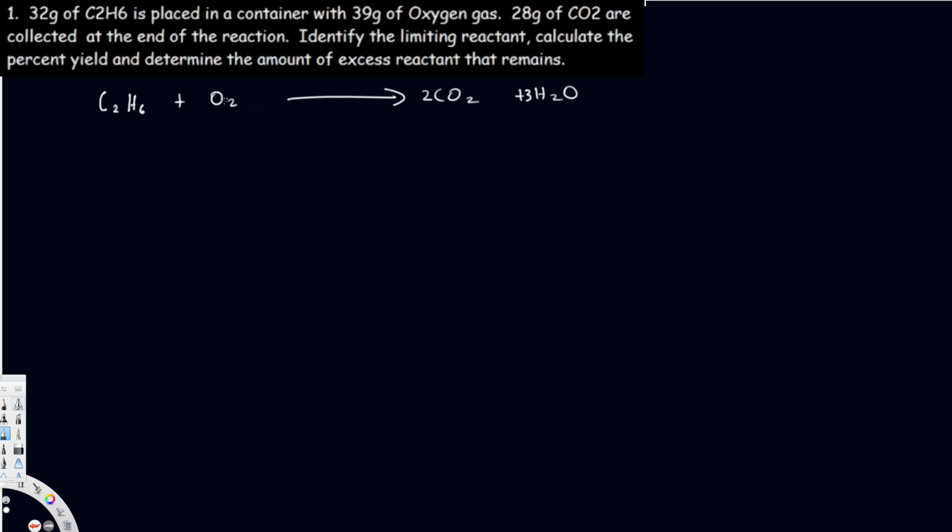Here we have 2. So if I put 7 by 2, this will become 7. But we don't want the fraction. We always avoid the fraction in a reaction equation. So let's multiply everything by 2 to get rid of this 7 by 2. This is going to be 2C2H6 plus 7O2, and on the other side we have 4 CO2 and 6 H2O, and this is the equation we are going to use.